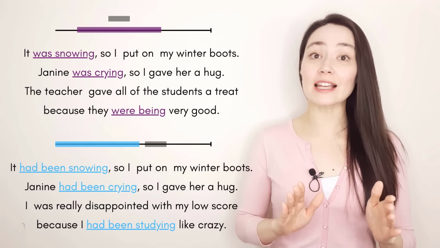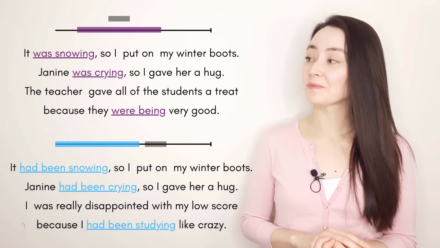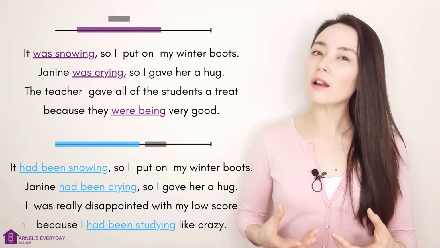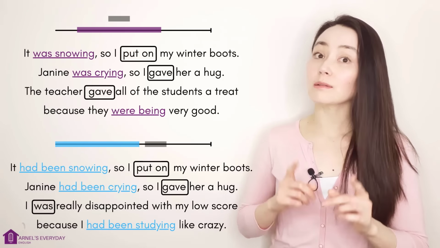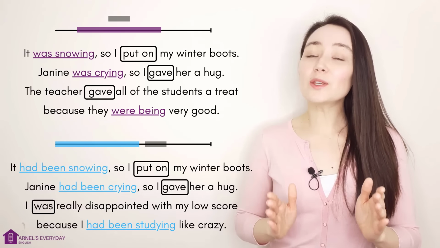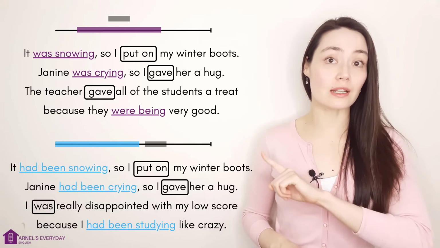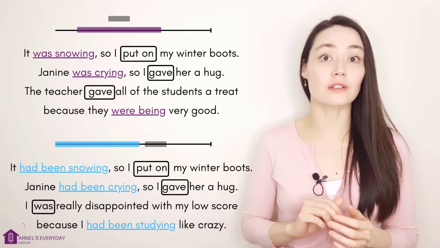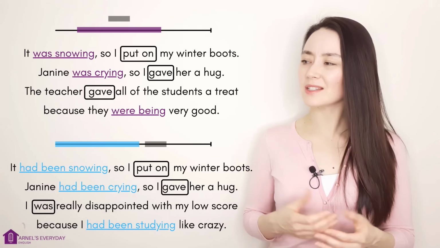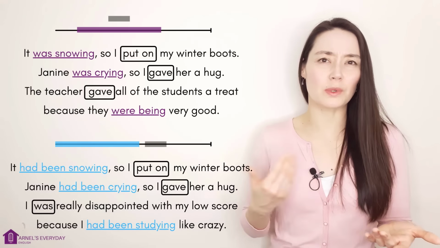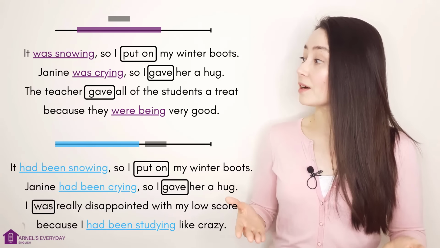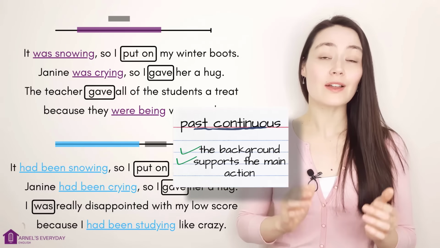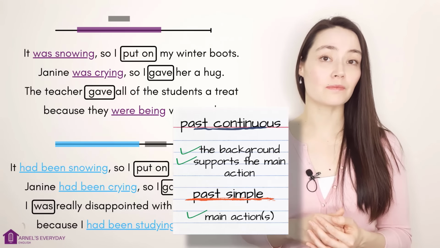Here I have the six sentences we just looked at. I have the past continuous structures and the past perfect continuous structures. We can also see the past simple tense. We normally use the past simple with these two tenses. The continuous tenses are the longer actions. You can see that on the timelines. So why do we need the past simple with these tenses? Well, with the past continuous, it's giving you the background. The past simple is a main action.